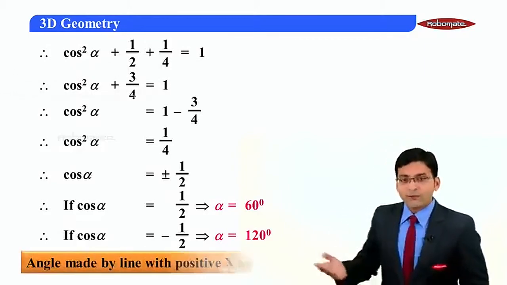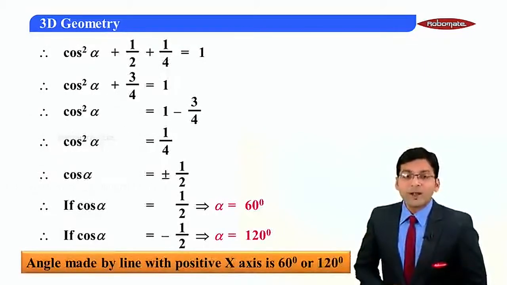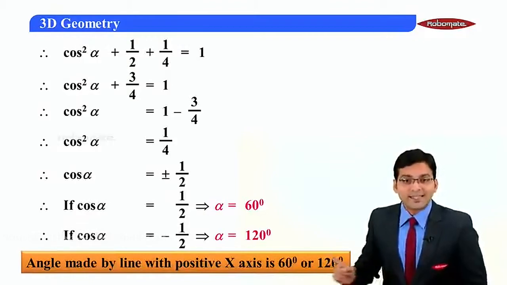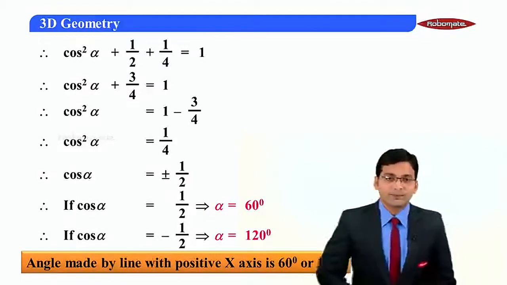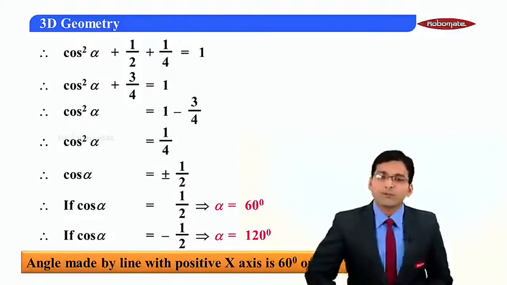Alright students, and therefore we summarize the answer. Angle made by a line with positive x-axis is either 60 or 120. Alright, so here we complete the first question.